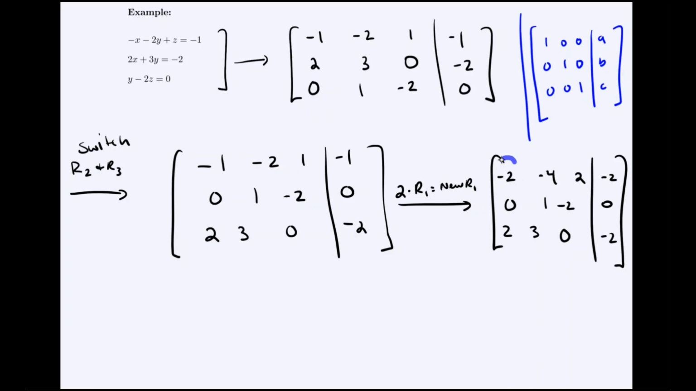And now our whole goal was that we could take this and then add it to this and get the 0 like we wanted there. So I'm going to say row 1 plus row 3 equals new row 3. Term by term, -2 plus 2 is 0. -4 plus +3 is -1. 2 plus 0 is +2.